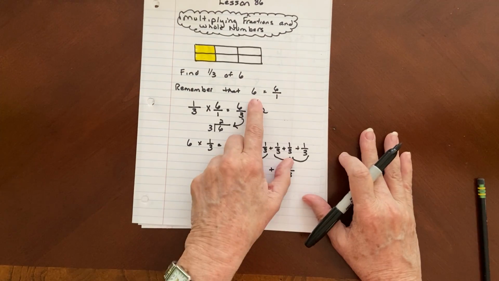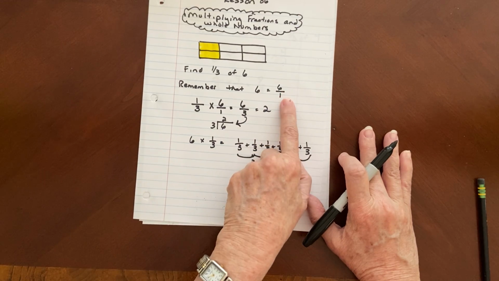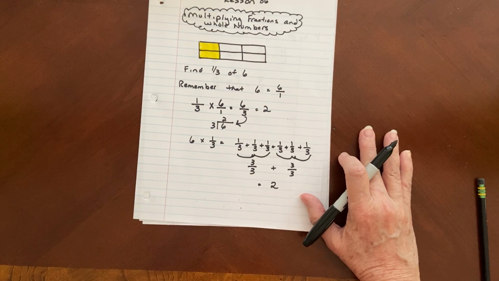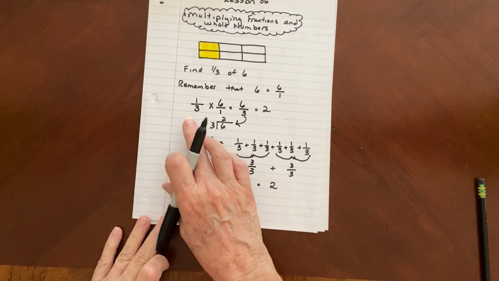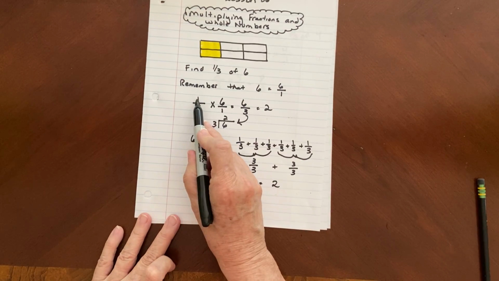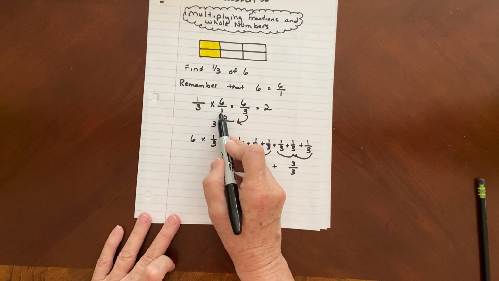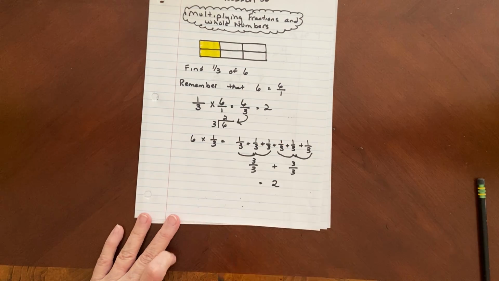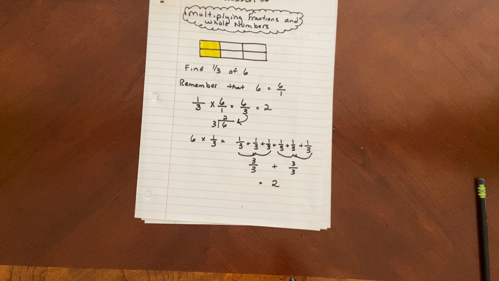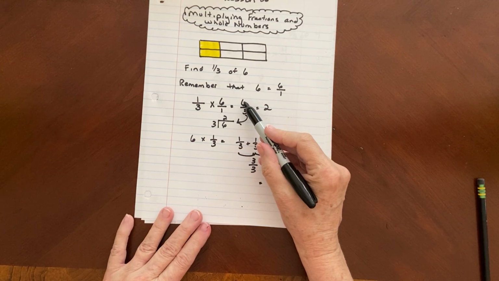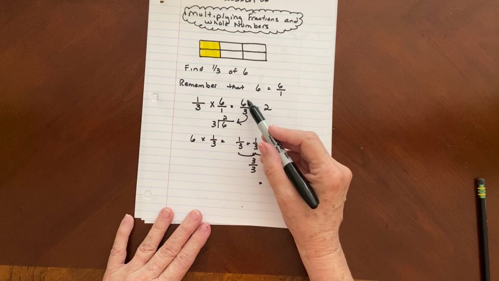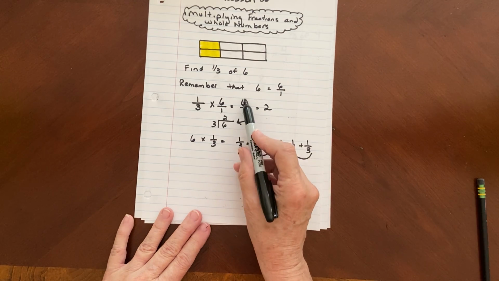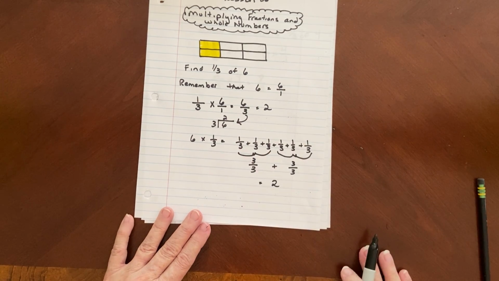So remember that 6 is the same thing as 6 over 1. So when I multiply, I can multiply straight across and, instead of 6, I can put 6 over 1. 1 times 6 is 6. 3 times 1 is 3. Well, that's a division problem, isn't it? Sure enough. So 6 divided by 3, remember the top number always goes in the box, is 2. So 6/3 is the same thing as 2.